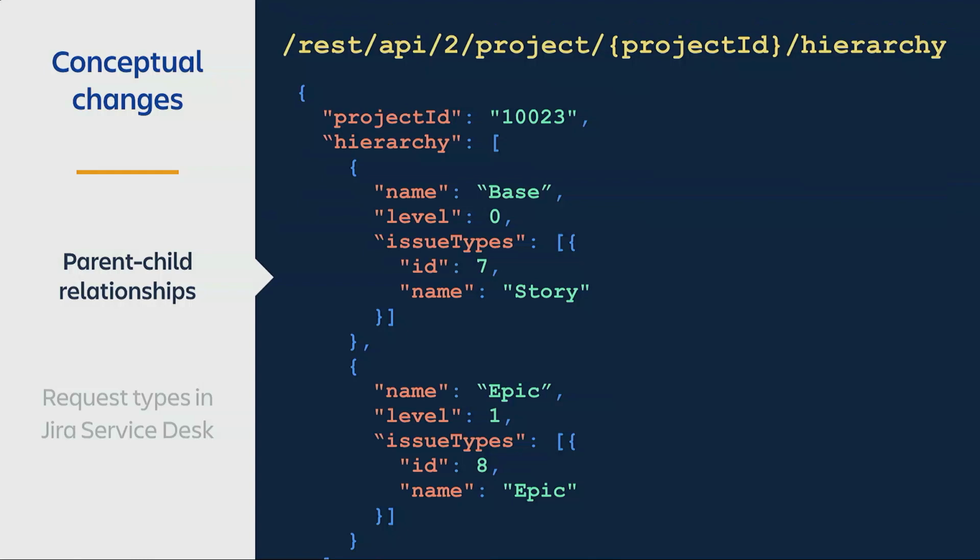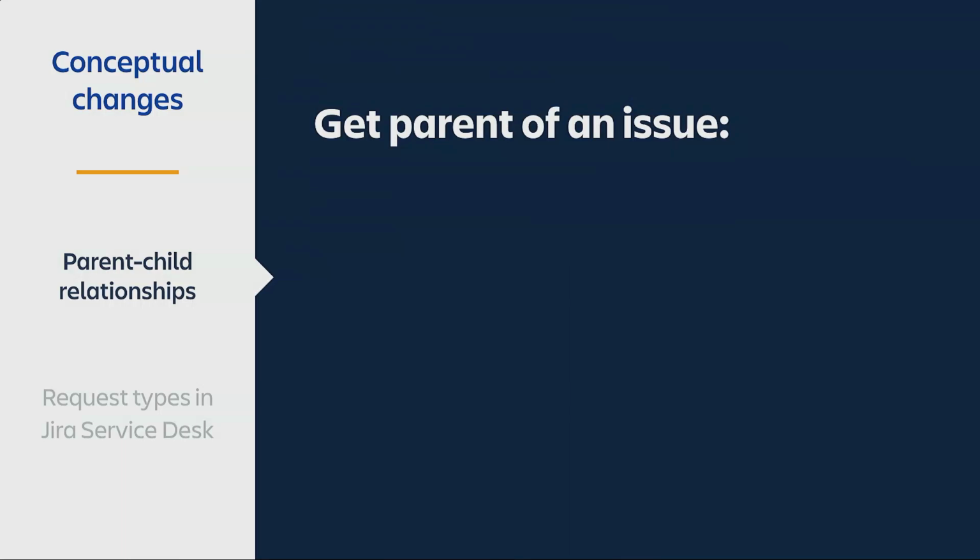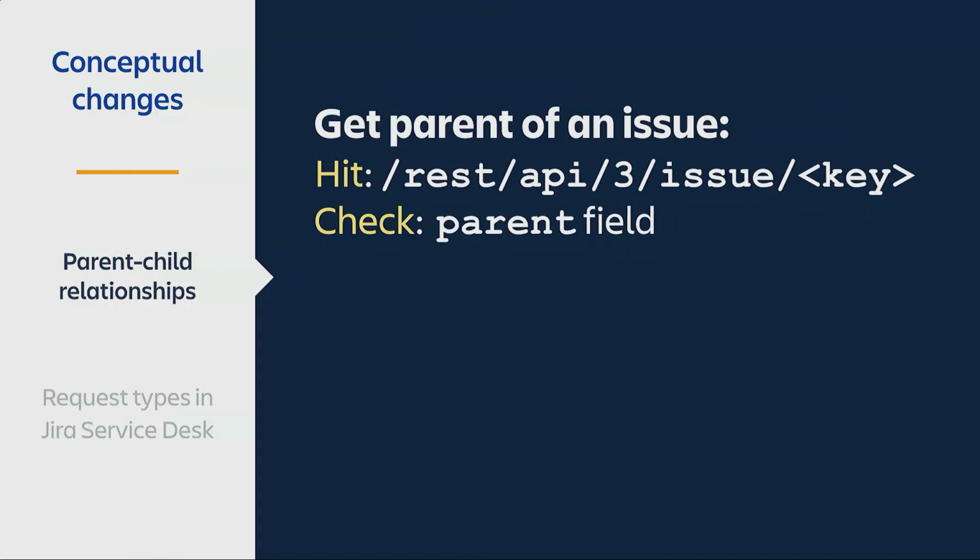What this gives you is the hierarchy of the issues for that project. So if you want to find issues at the base level, you just have a look at level 0 there, find all the issue types. If you want to find all the epic level issue types, have a look at level 1. And it gives you a consistent way to find the parents and children of a certain issue. So if you need to find the parent of any issue, regardless of if it's subtask, story, epic, all you have to do is have a look at the parent field.